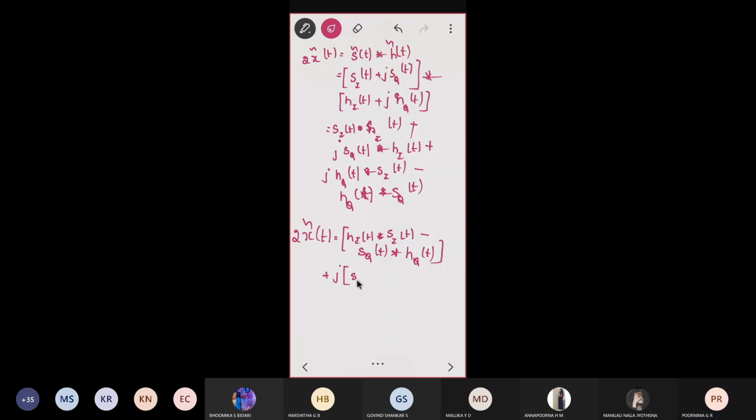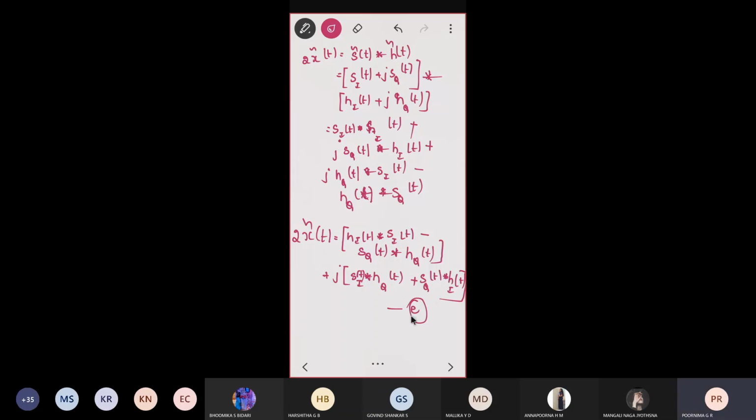HI of T convolved with HQ of T, plus SQ of T convolved with HI of T. So this is what you can call equation E.